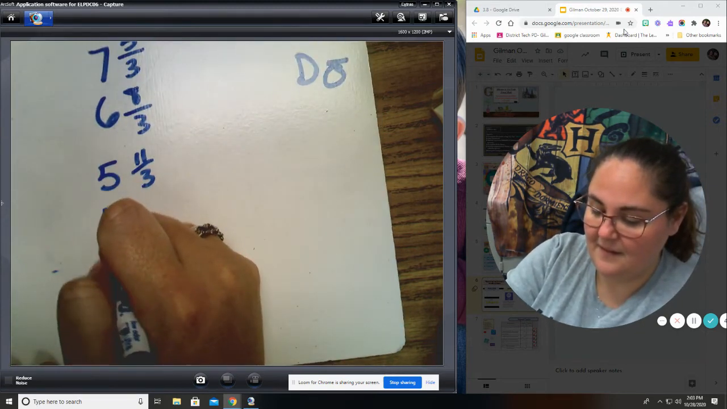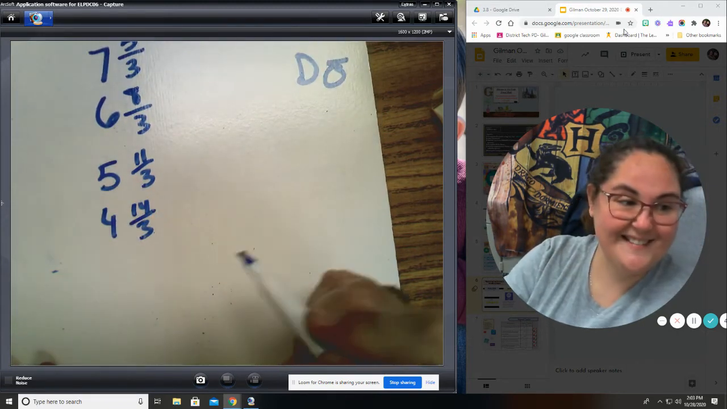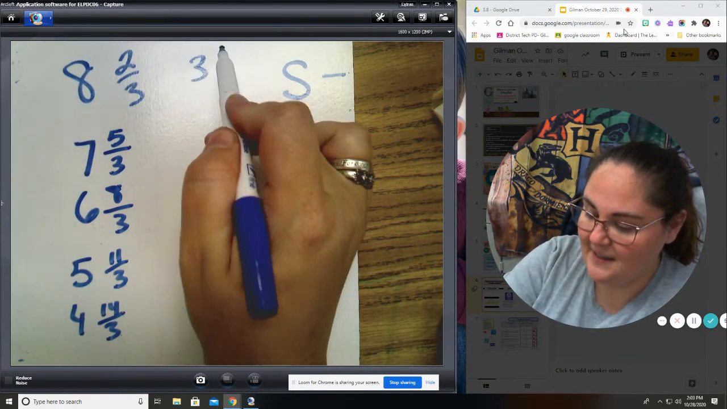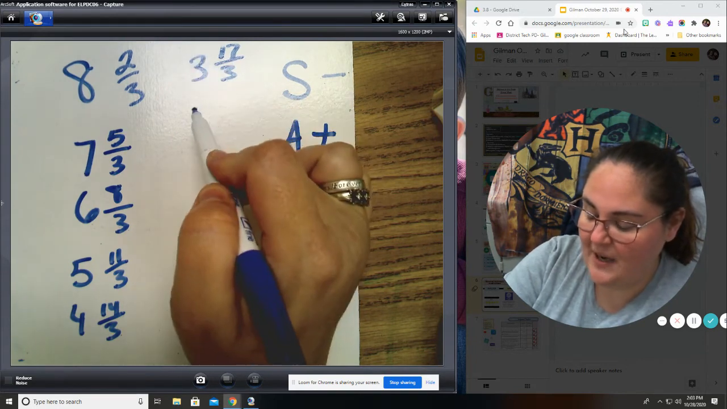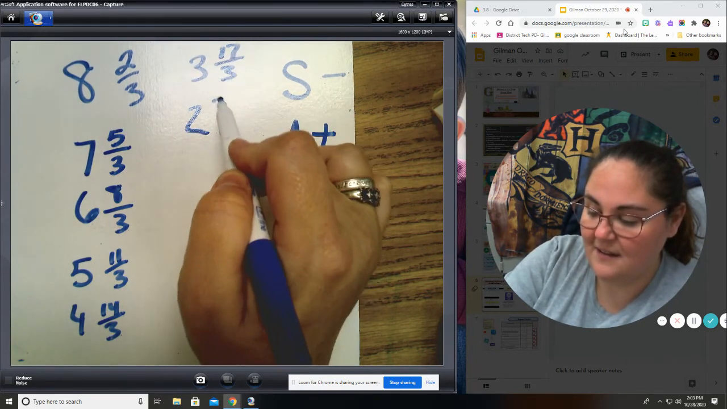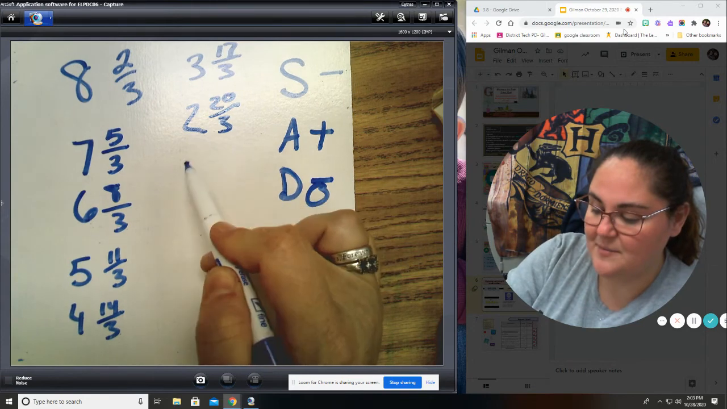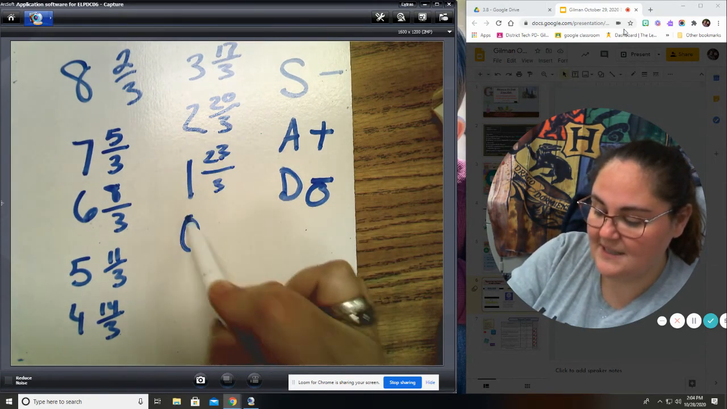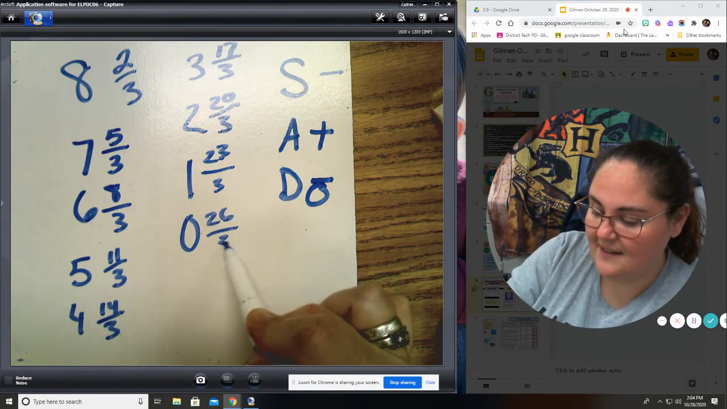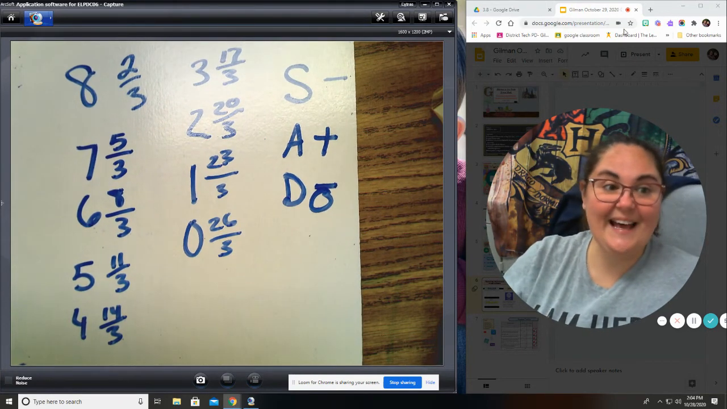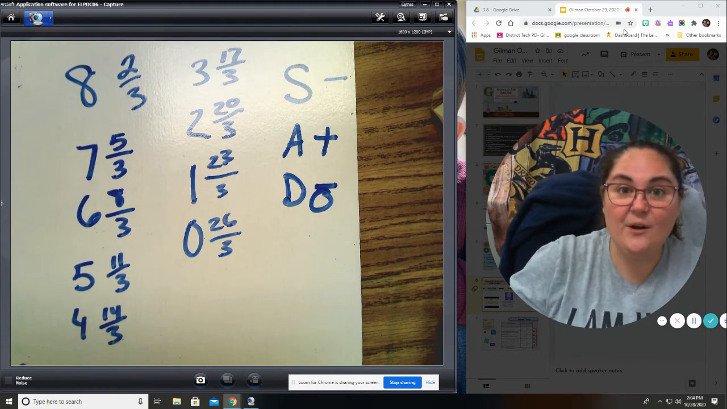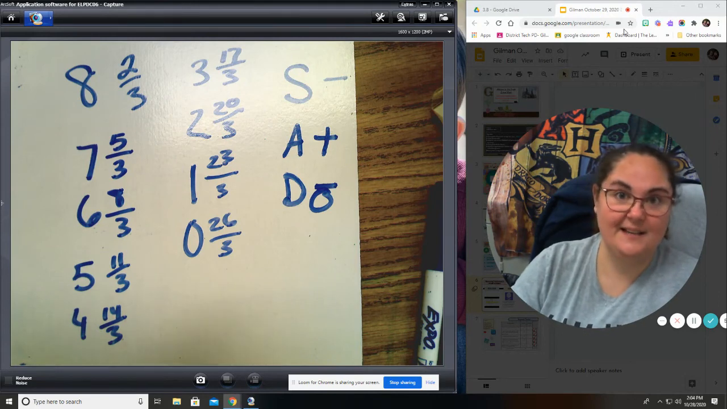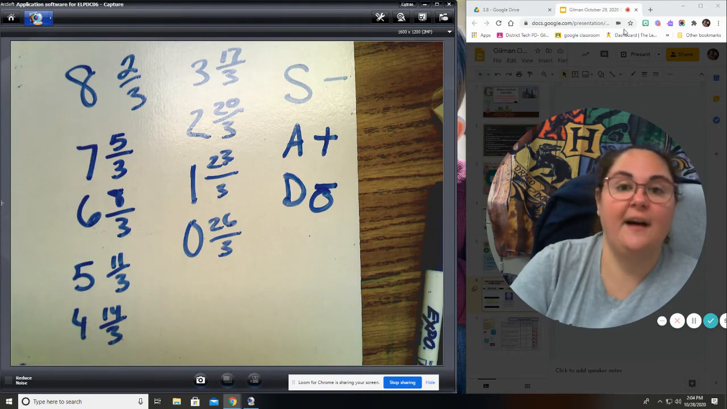Look familiar? 4 and 14 thirds, 3 and 17 thirds. Subtract, add, subtract, add, subtract, add. Done. So again, I just showed you, I wrote the same exact numbers as I did before, but I did it with this method. Either way you choose is fine.